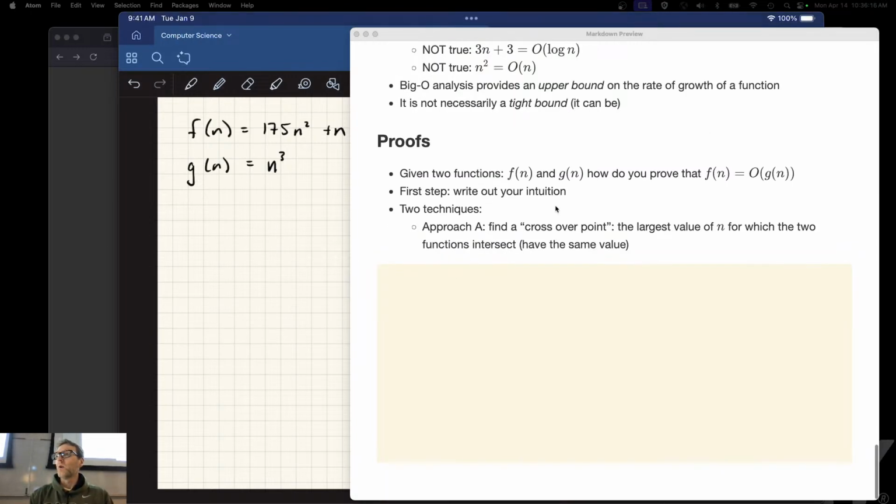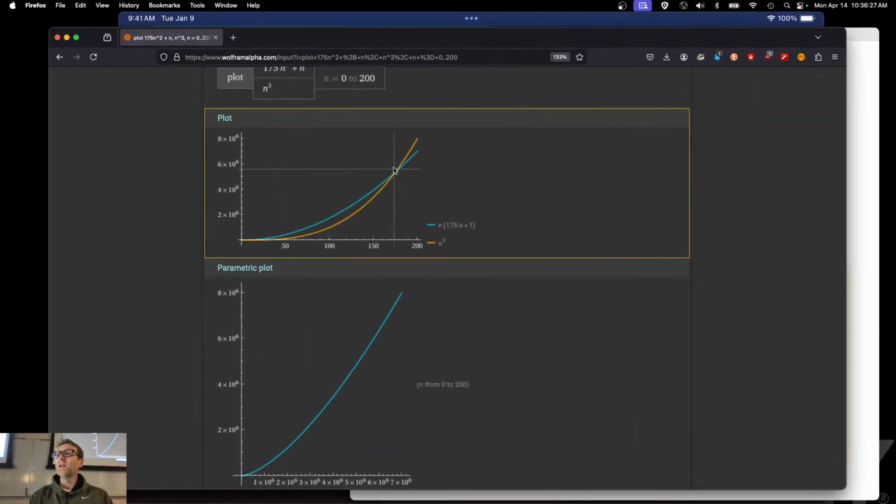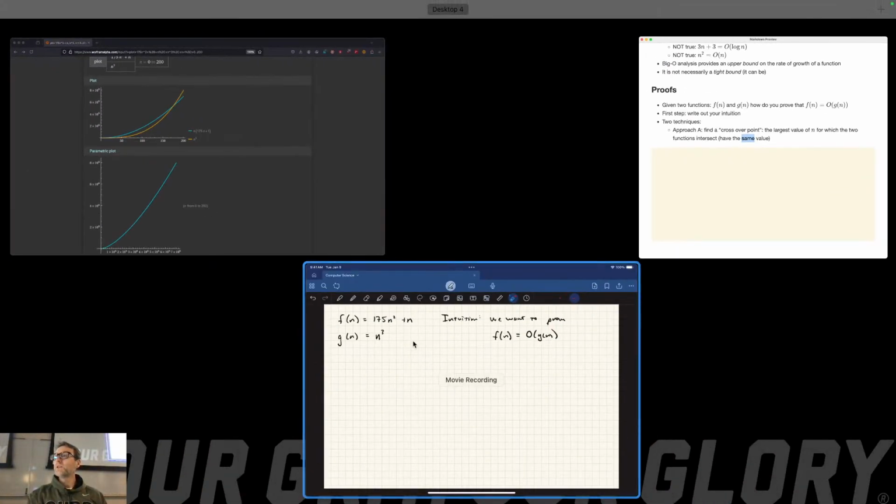So approach A is to find that crossover point, the largest value of n for which the 2 functions intersect. In other words, they have the same value. Graphically, that means finding this intersection point where they intersect. That's going to be your n naught. And then you can ask, after that, what's the function value, one step right after that? You can say this function is greater than this function, and that was the last point that they'll ever meet, and they're both monotone increasing functions. They will never, ever meet again, and so therefore this function is always greater than that function. You are trying to find this crossover point here. Okay? So let's do that over here.